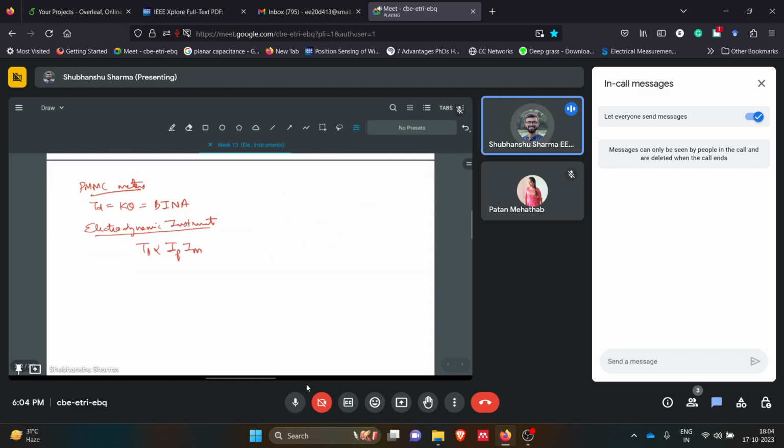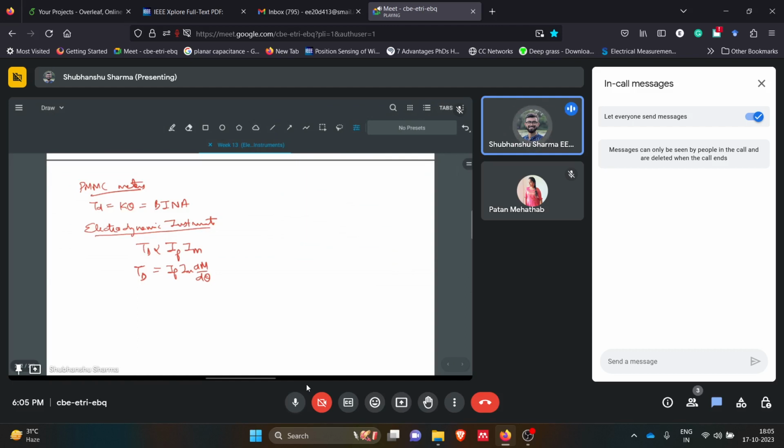And then if we remove this proportionality constant, we will have I1 I2 dM by d theta. So this M is the mutual inductance between the fixed and moving coils. Then we saw different configurations of this.